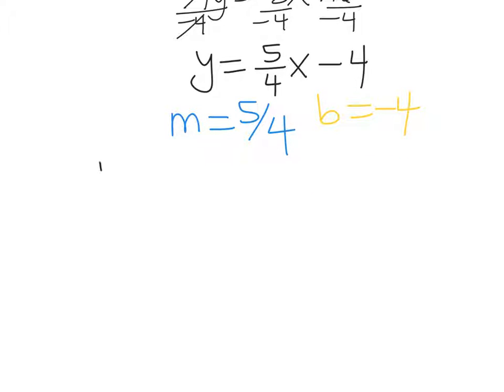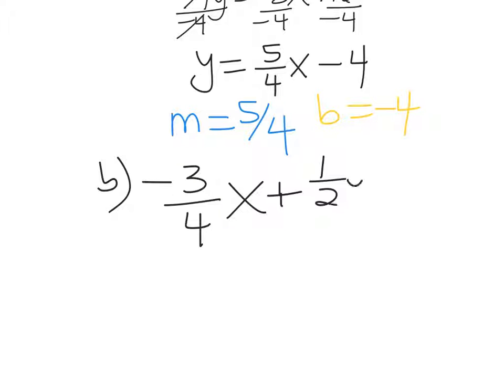B. Negative 3/4 x, ew, fractions, plus 1/2 y equals negative 1. Bad, bad, all bad. It'll be all right. We'll be okay. All right, so we're going to solve for y again.